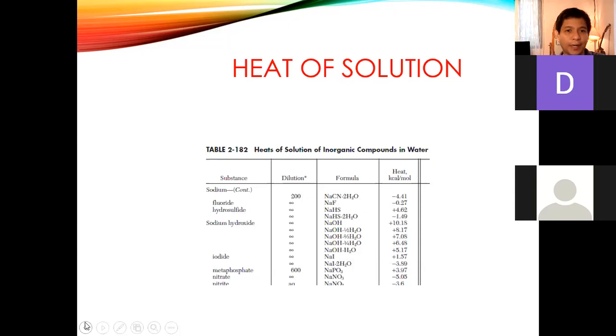So, kumbaga pareho sila ng sign. Both of them are negative. Kasi papalamigin nyo, so you need to remove heat. Papalamigin nyo muna yung feed. Remember, ang crystallization happens by cooling. Tapos, generally, when you form crystal, you also need to remove heat. So parehas ng sign yung dalawa. So generally, ang heat of crystallization ay negative. Pero sign lang naman yun.